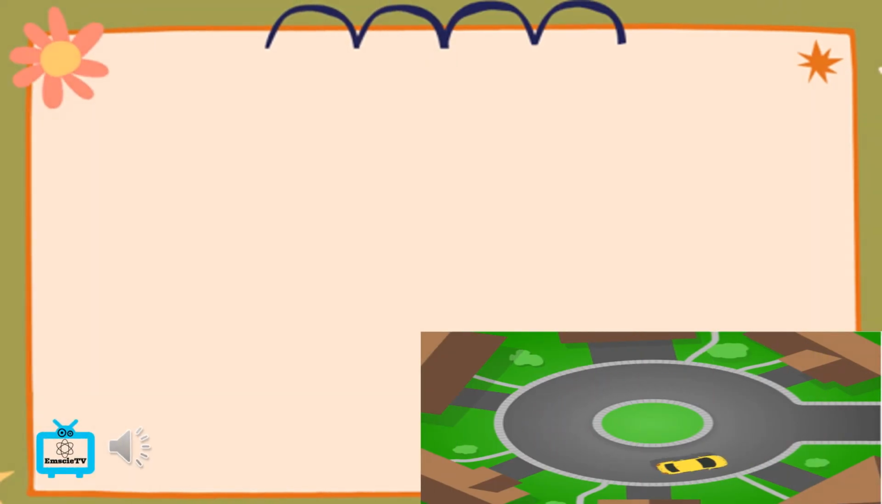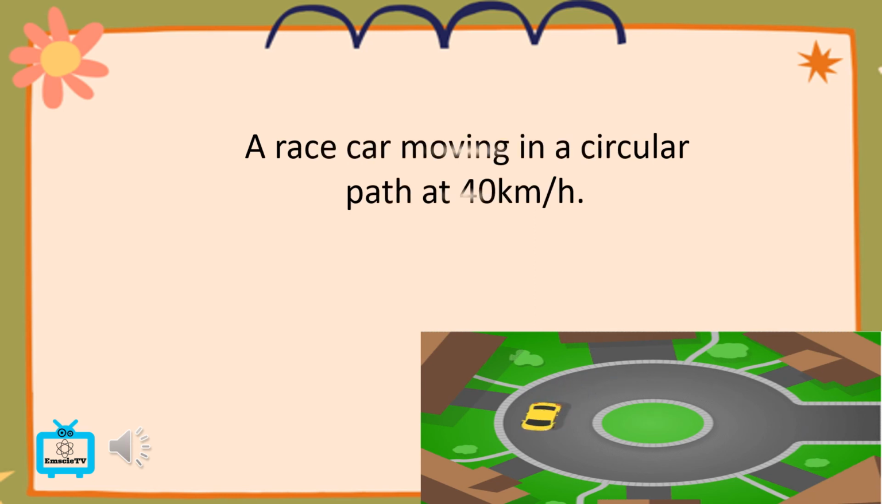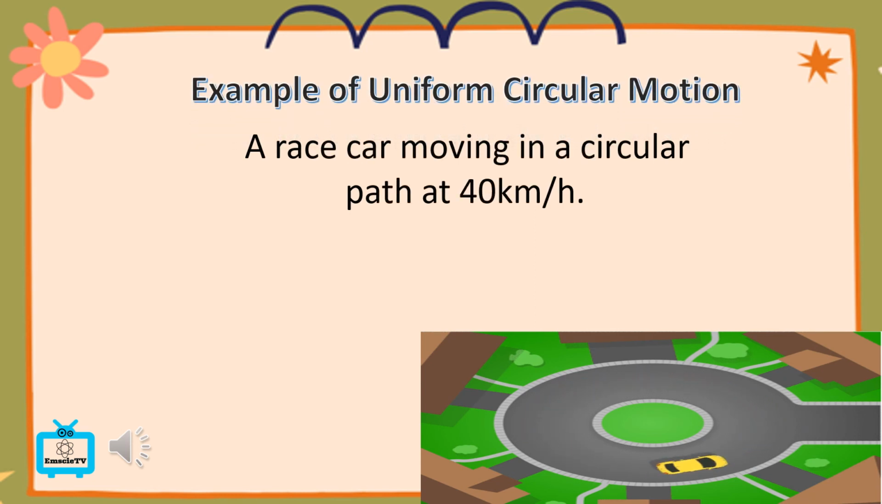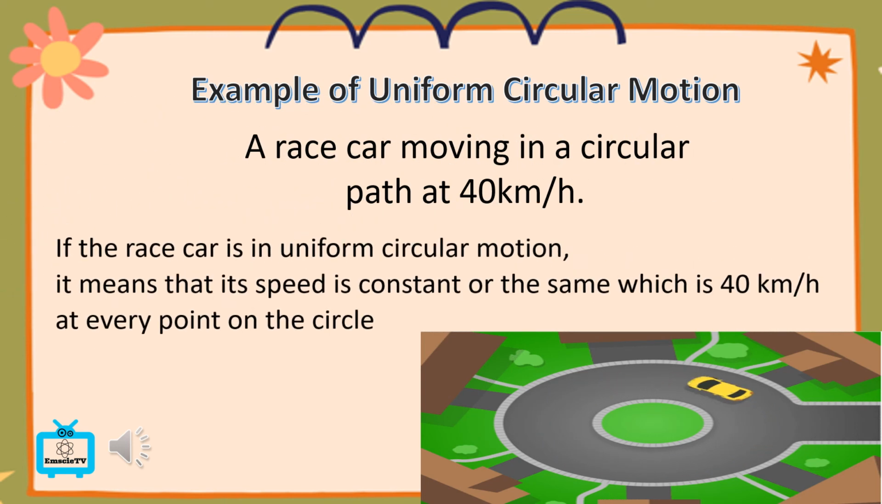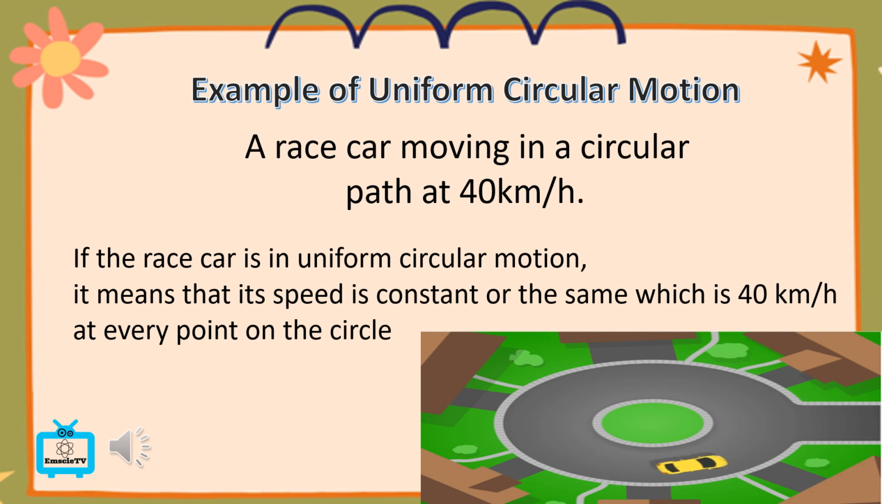A race car moving in a circular path at 40 km per hour is an example of uniform circular motion. If the race car is in uniform circular motion, it means that its speed is constant or the same, which is 40 km per hour at every point on the circle.